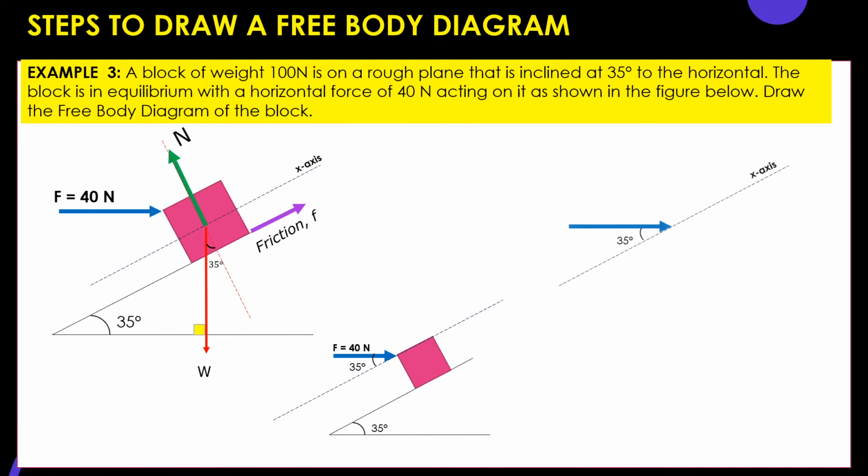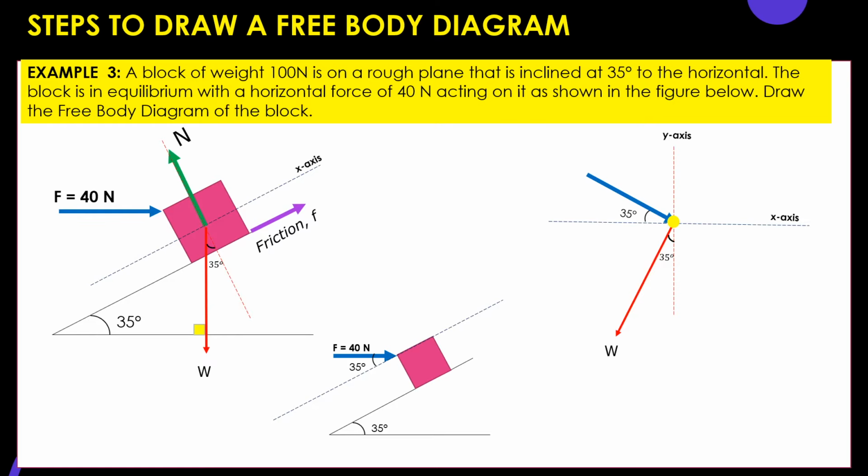Okay, so look at here. This is the direction of the force F. And now let's try to rotate the axis. Okay, so this is 35 degree and we try to rotate the x-axis in this direction. And we have the y-axis. And we're going to have the dot represents the center of the mass. We have weight in the third quadrant.